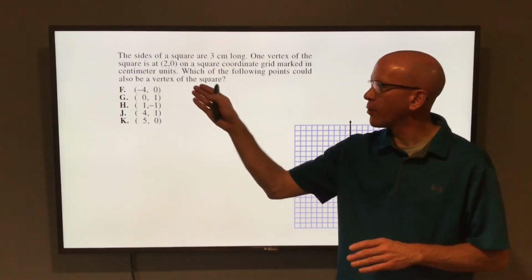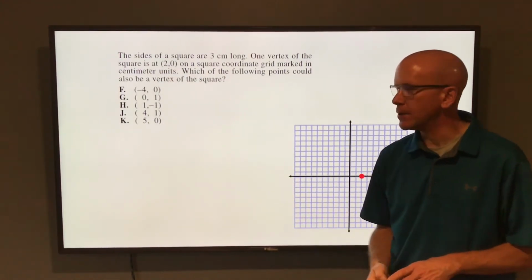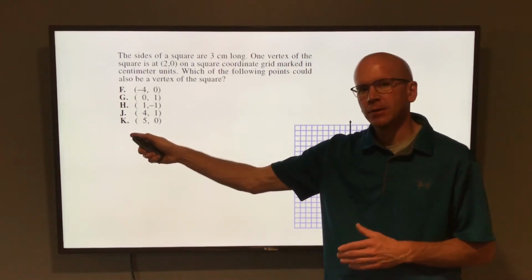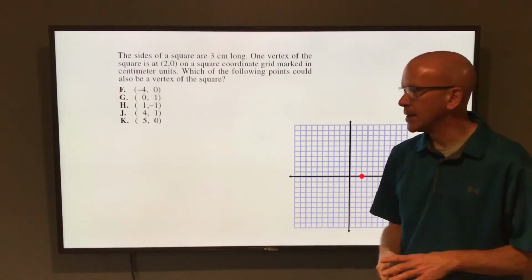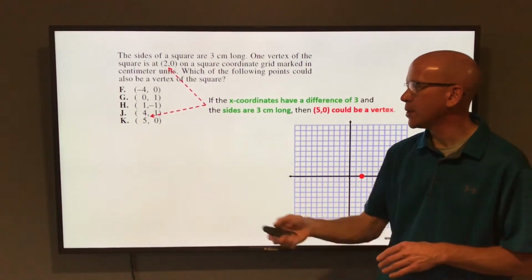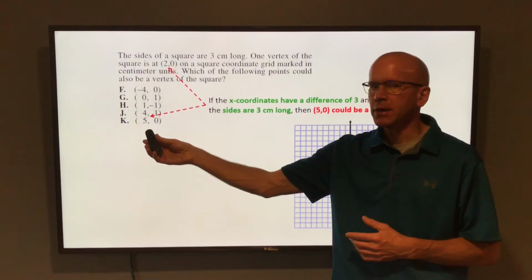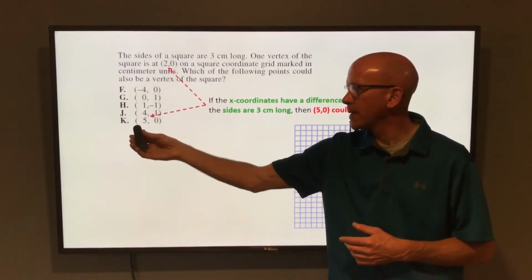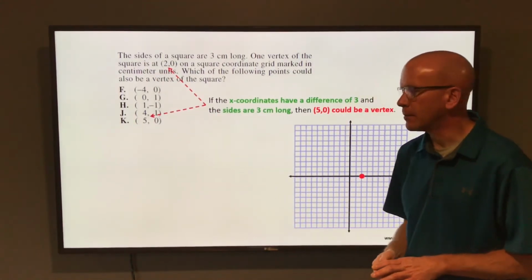So if you go 3 to the right of 2, 0, that's going to put you at 5, 0. So I'm telling you right now that the answer is K. So that's one way to look at it: if the x coordinates have a difference of 3, the sides are 3 centimeters, one point is at 2, 0, another point would be at 5, 0.